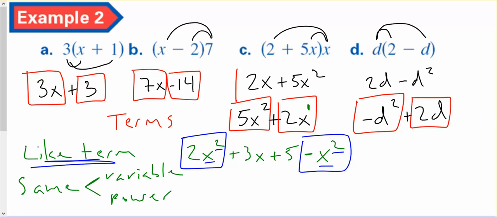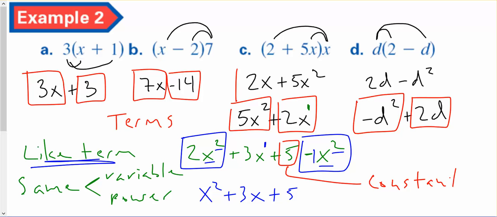So what can we do? We can combine like terms. So I'd say 2x squared minus x squared. Well, there's an invisible 1 there, so what's 2 minus 1? It's 1, so that makes x squared. We'd leave everything else alone because there aren't any more like terms. The 3x has an invisible 1, and the 5, a number by itself without any variable, is called a constant term.